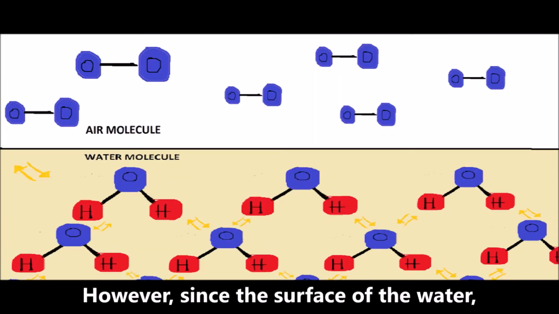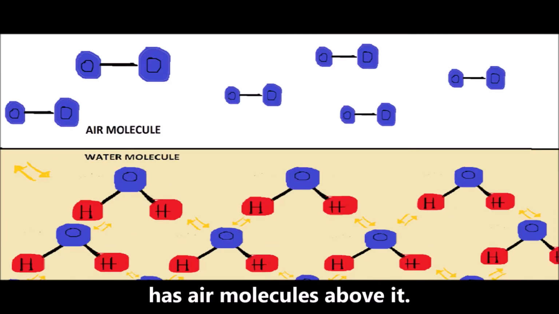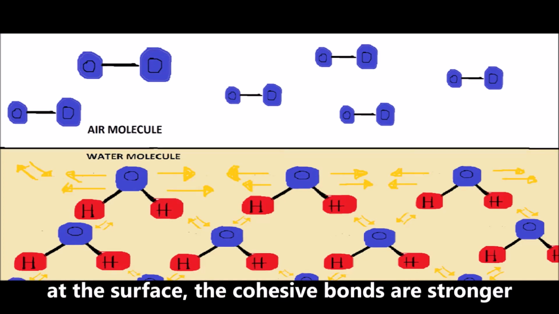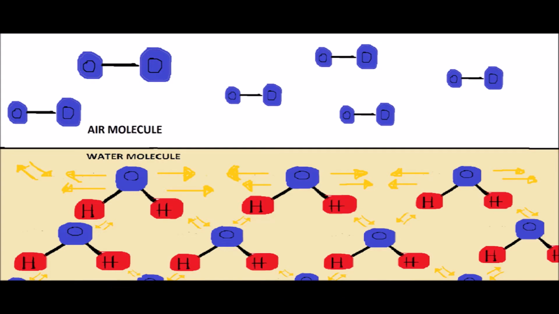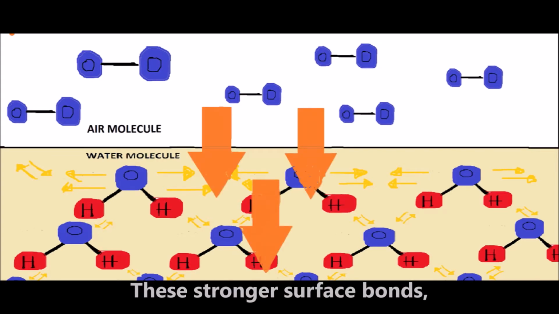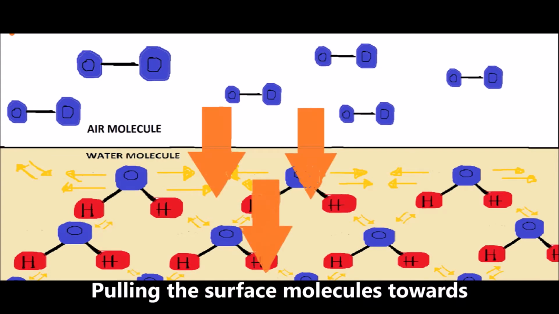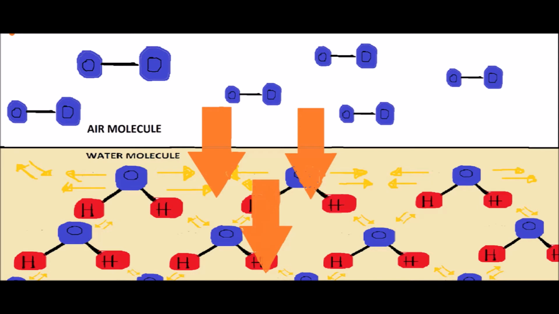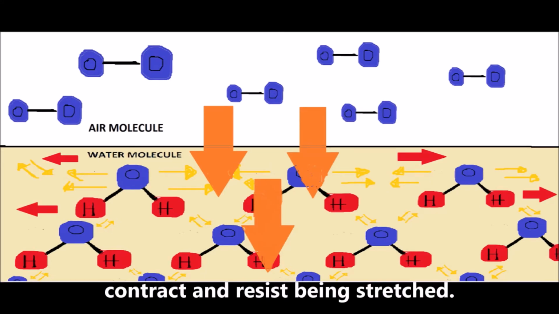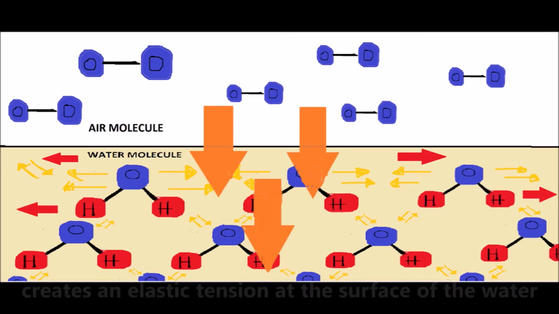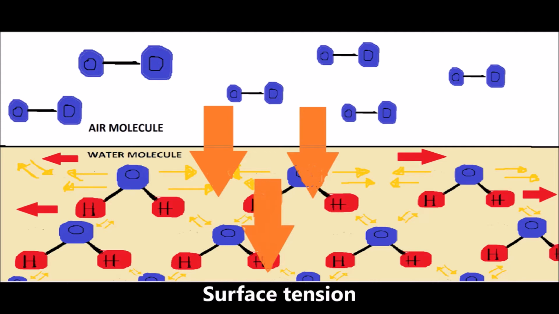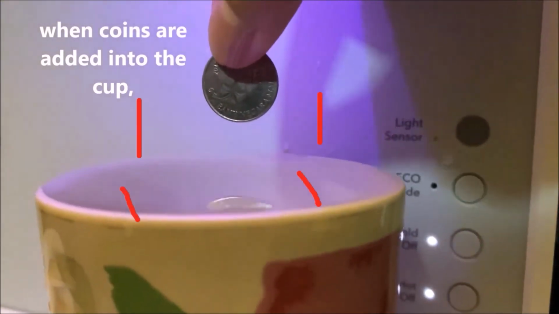However, since the surface of the water has air molecules above it instead of water molecules, at the surface, the cohesive bonds are much stronger than the ones inside the glass. These stronger surface bonds generate a net inward force pulling the surface molecules towards the middle of the glass that keeps them together. This strong inward force causes the molecules on the surface to contract and to resist being stretched. This in turn creates an elastic tension at the surface of the water, also known as surface tension.